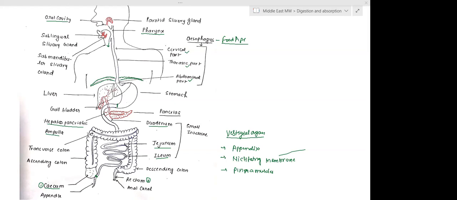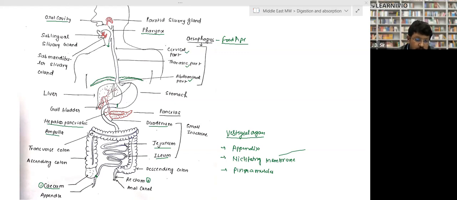Again, the colon is divided into three parts. This part is called the ascending colon. This is the transverse colon. This is the descending colon, right? So the large intestine has been divided into the cecum, colon, and the rectum. The large intestine does not participate in digestion. Its sole function is absorption of salt and extra water and removal of waste. So that is the human digestive system. Clear? If clear, please take this screenshot.